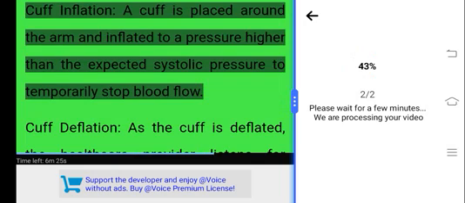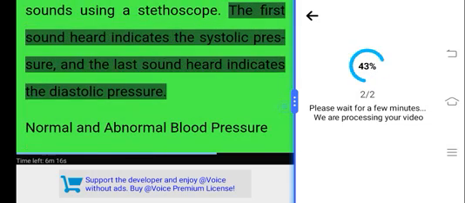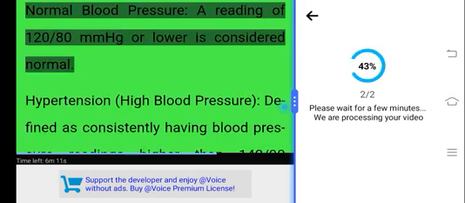A cuff is placed around the arm and inflated to pressure higher than the expected systolic pressure to temporarily stop blood flow. Cuff deflation. As the cuff is deflated, the healthcare provider listens for sounds using a stethoscope. The first sound heard indicates the systolic pressure, and the last sound heard indicates the diastolic pressure. Normal and abnormal blood pressure.